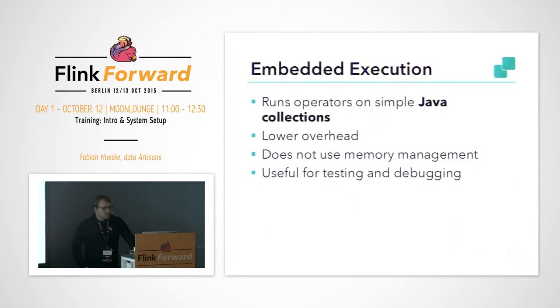The embedded execution, as I said before, is basically a very lightweight way of executing Flink programs. This is not meant for processing huge amounts of data. This is just if I have my one program and I want to execute it in a very lightweight fashion on small data. So you shouldn't do that on huge amounts of data, because everything runs on Java collections. So this is not going through Flink's managed memory or whatsoever. This is basically just a completely different code path for the execution.